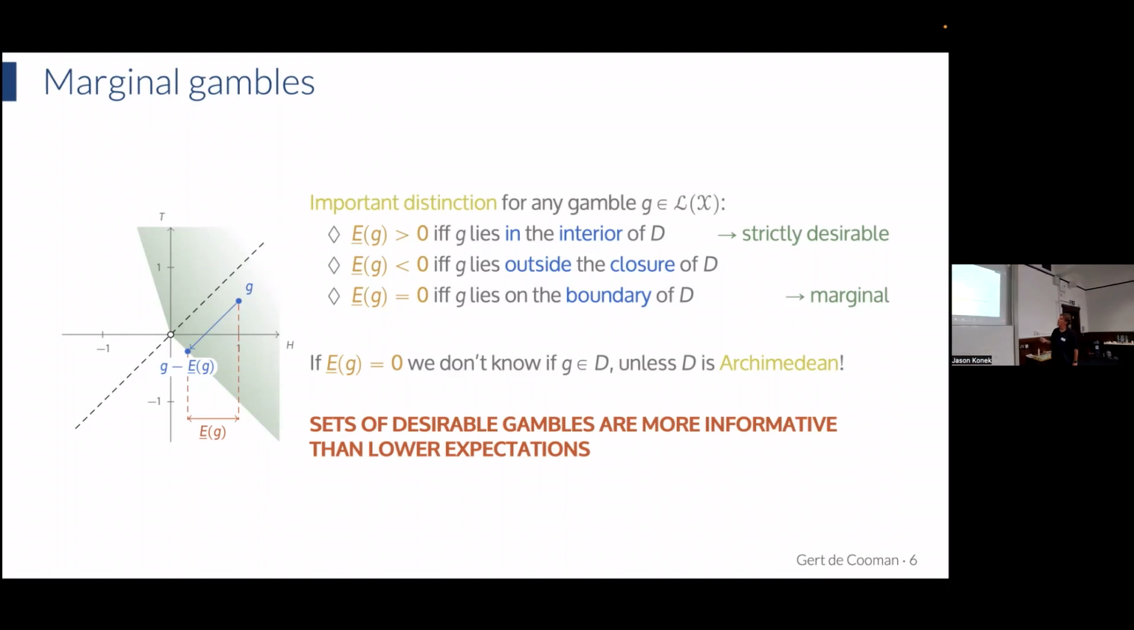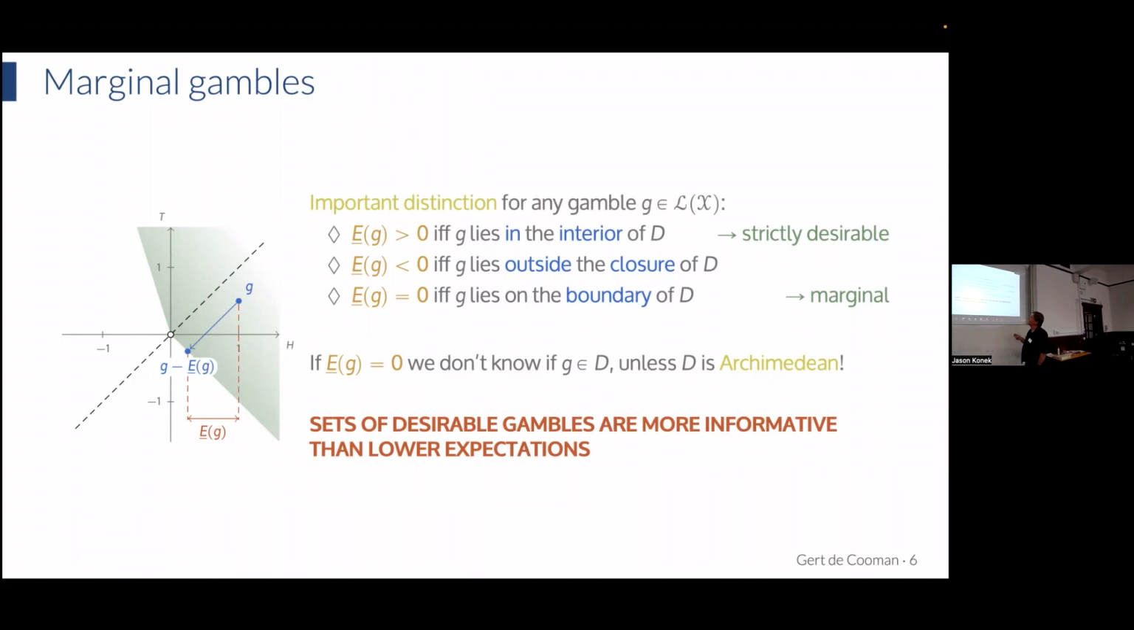So I have these three possibilities. If the lower expectation is positive, the gamble lies in the topological interior of that set of desirable gambles. If the lower expectation is strictly negative, my gamble lies outside the closure. It's not even on the border. And if it's 0, it's on the border, on the boundary.